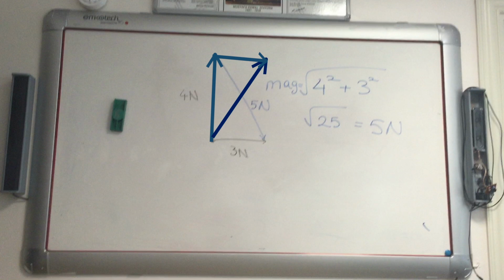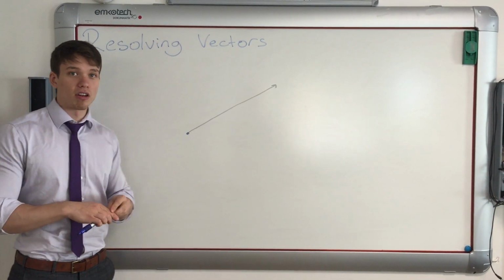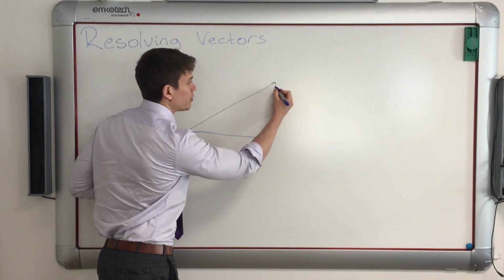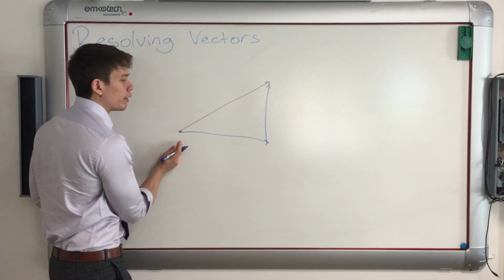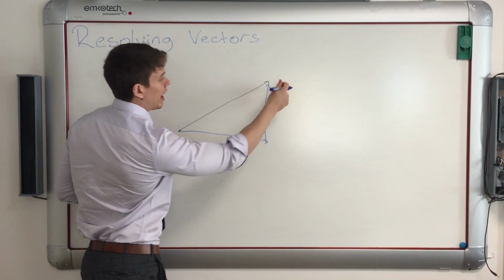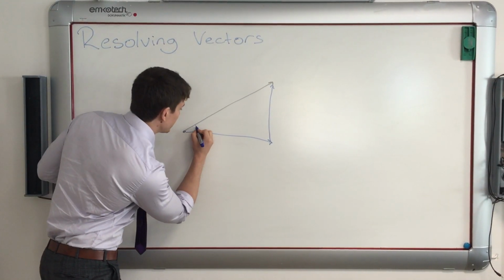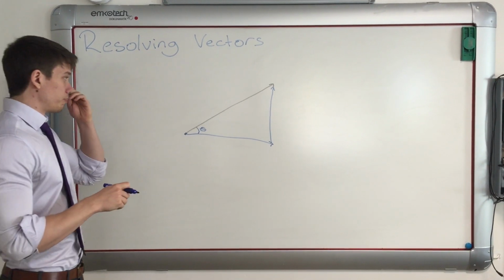Okay, so here we have a vector that's inclined, let's say 30 degrees to the horizontal. What we need to do is split it into its horizontal and its vertical components. So we just make a right angle triangle where the bottom length is our horizontal component and the side length is the vertical component of that vector. And we have an angle theta, let's say it's 30 degrees.